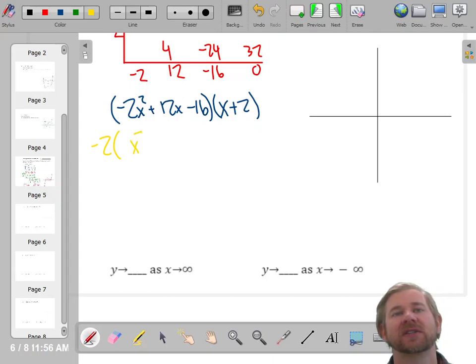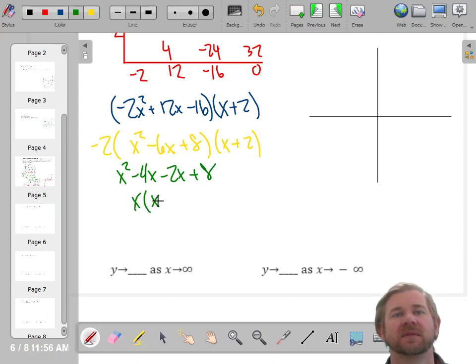And now it'll be x squared. 12 divided by -2 is -6. -16 divided by -2 is +8. And I'll just ignore this for now. It's there, but it doesn't matter. So I'm going to split the middle, find numbers that multiply to 8 and add to -6. That would be -4 and -2.